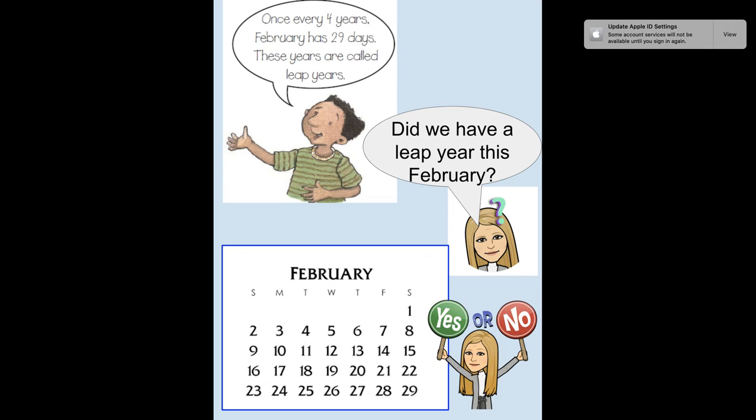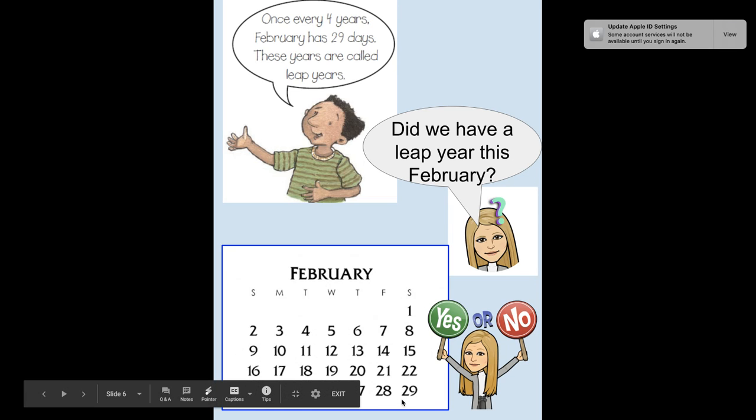Okay, so I put our February month for the year 2020, and I asked you the question, did we have a leap year this February? So remember, once every 4 years, we have a leap year where February has 29 days. So hopefully everybody sees that, yes, we did have a leap year. We had 29 days in February.